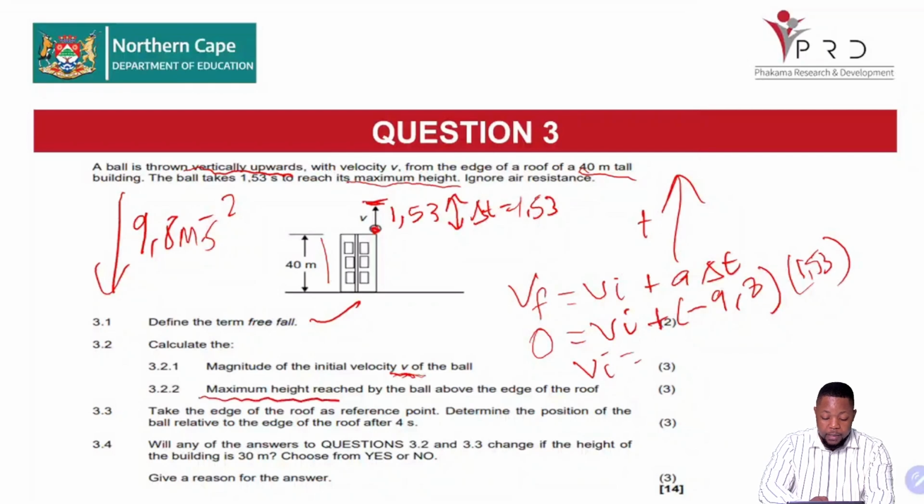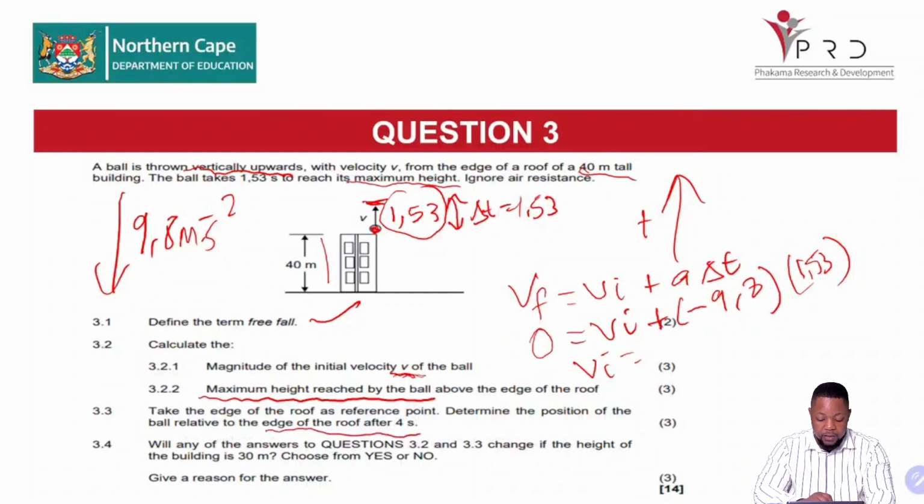Then we look for the maximum height reached by the ball. Again, you can still use your 1.53 because that talks to the time from the point of launch to the maximum height. Then take the edge of the roof as a reference point. Determine the position of the ball relative to the edge of the roof after 4 seconds. We'll look at that shortly. And then 3.4: will any of the answers 3.2 to 3.3 change if the height of the building is changed to 30 meters? Choose from yes or no and give a reason for your answer.